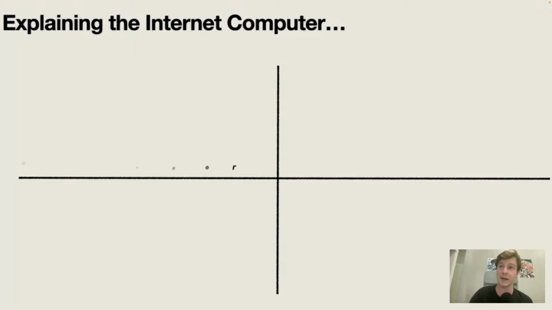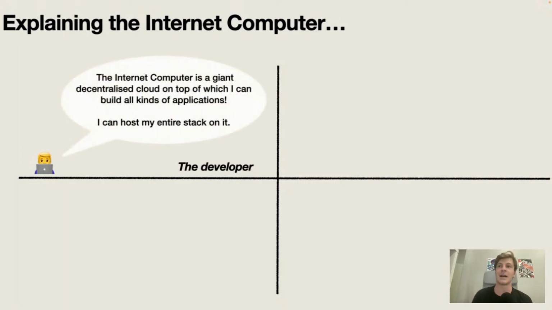The most common one, and the one I've used the most, is probably the developer approach. The internet computer is a giant decentralized cloud, and you can use it to build all sorts of applications: DeFi applications, social applications, games, websites. The huge particularity of the IC compared to other blockchains is that you can host your entire stack on it. The front end, the back end, and even the media and the identity system, you can put everything on the same ecosystem. That's the most common approach, and I would say the one that probably describes the reality best, because that's how I got introduced to the internet computer.